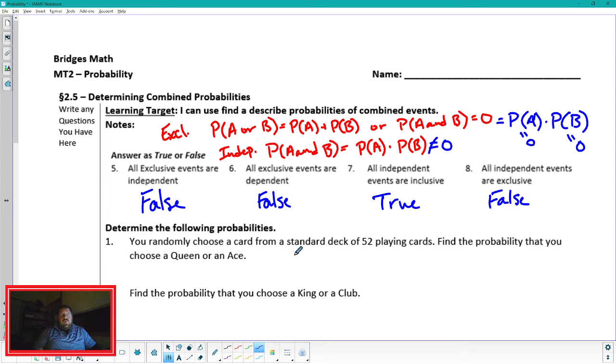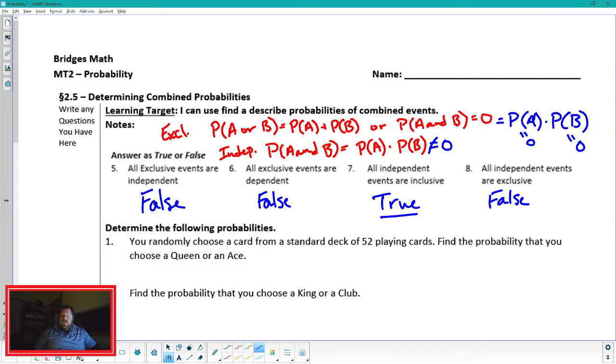So the moral of this story is, I know we want there to be some connection between independence and dependence and exclusive and inclusive, and there's just really not. I mean, other than this one that we can guarantee is true, there's really not that strong of a correlation between the two. Okay, they can be a mix of them, and that's okay.